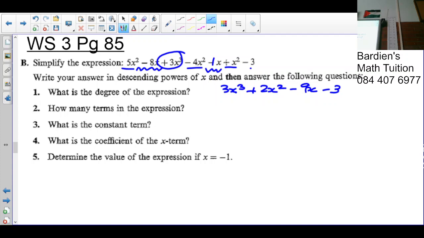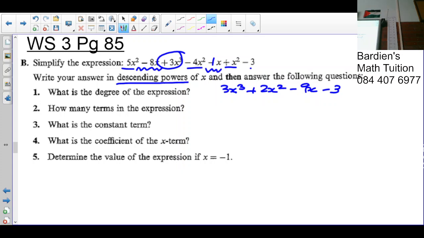But it must be written in this order. Why? Because they ask it in descending powers of x. Okay, so you say you got that, but it's jumbled up. Then it must be written in descending order, because I hear descending powers, which means from biggest to smallest.